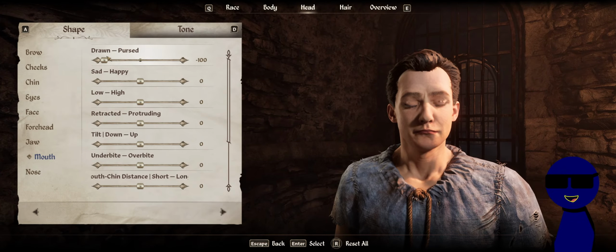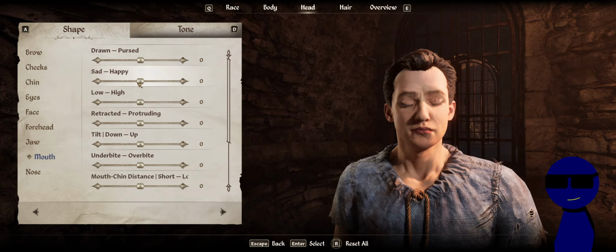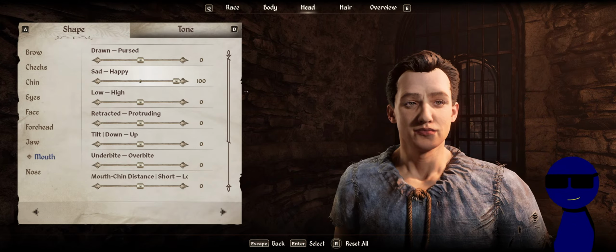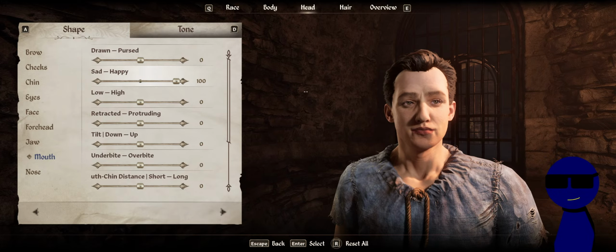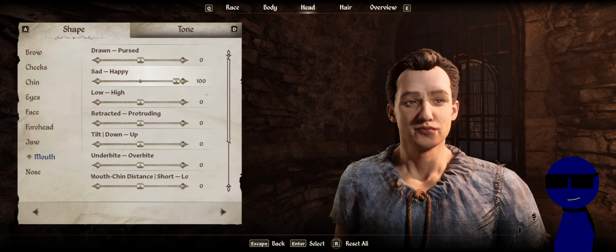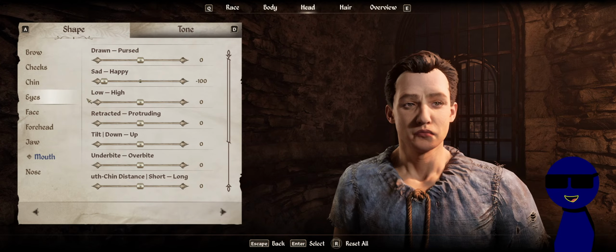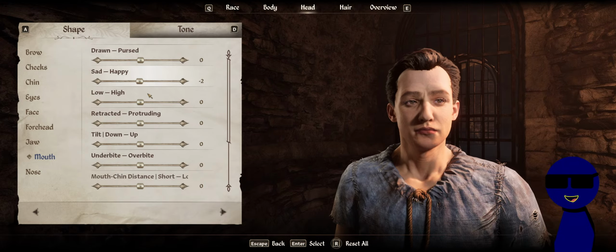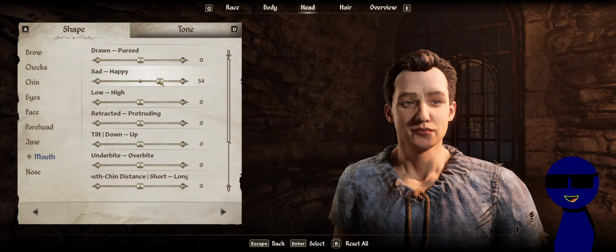There's a sad versus happy. He's neutral. Slightly a bit happier.